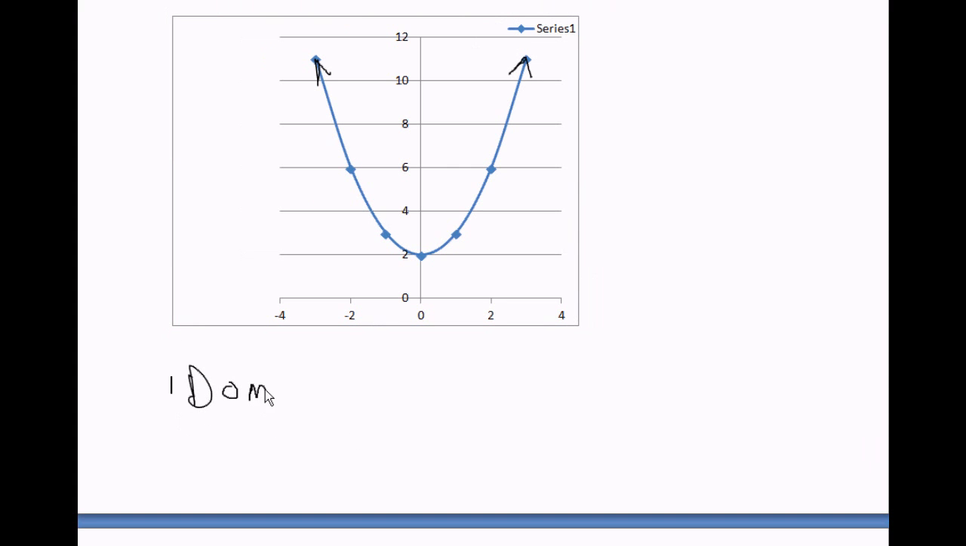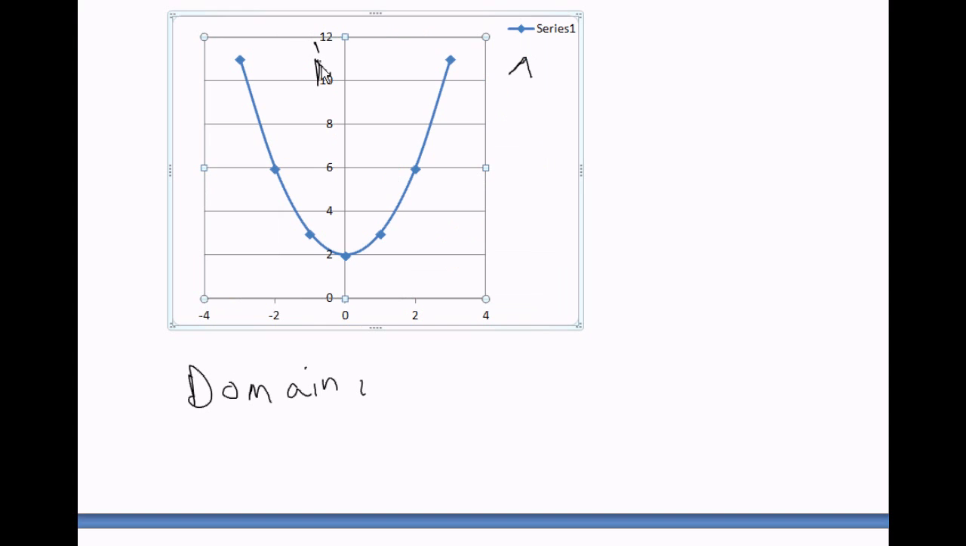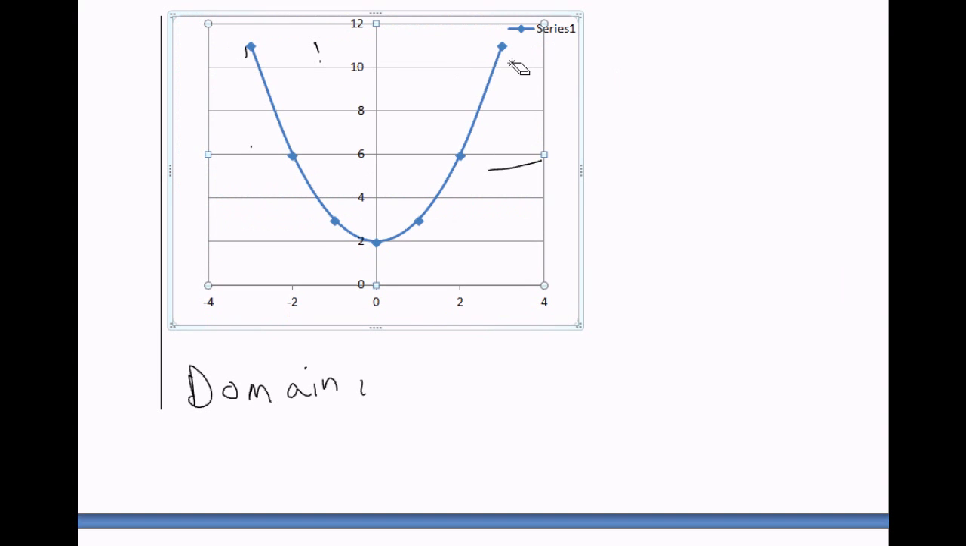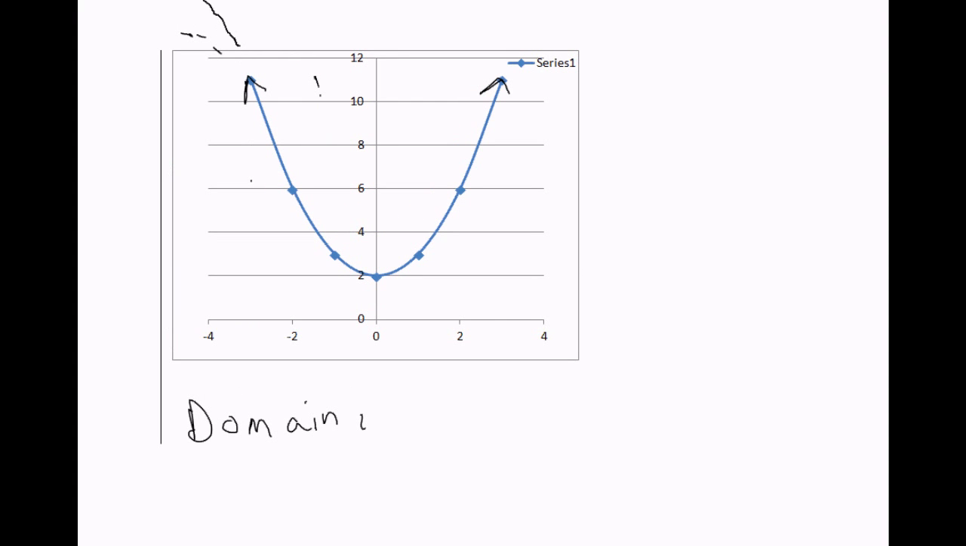So the domain of this, we want to know where the x is at. Now, if I draw this x-axis right here, my graph does not end there. My graph does not end there because of the arrows. The arrows go up and over, and they keep on going up and over and up and over. Do you see? It keeps on going up and over.